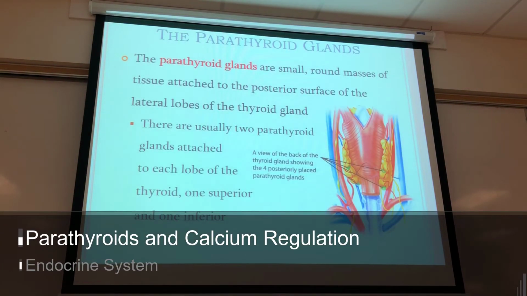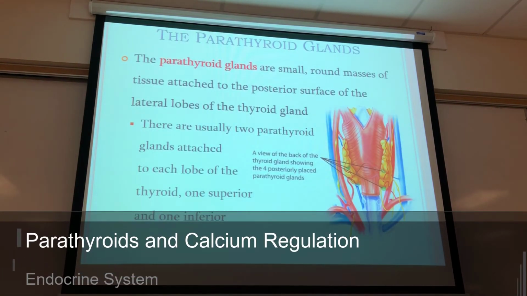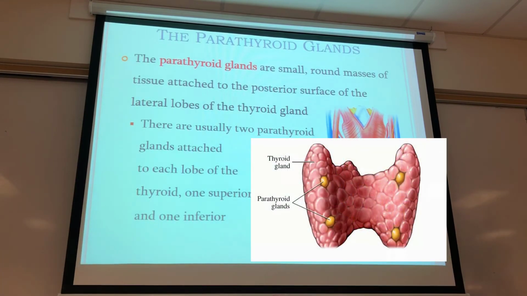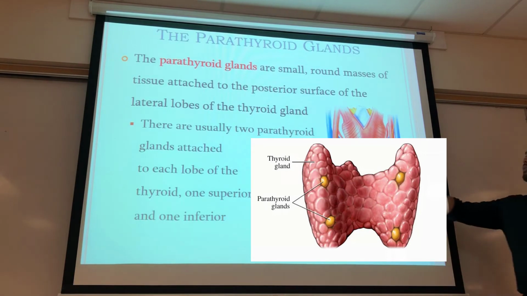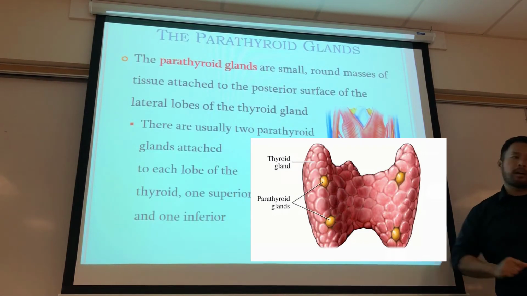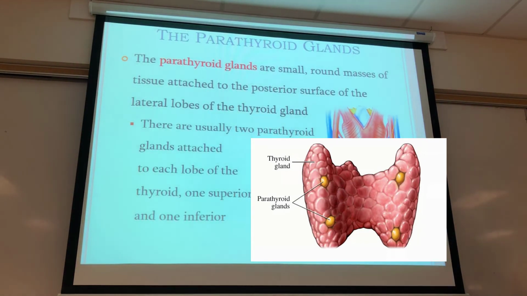So now, as I mentioned, our parafollicular cells are producing calcitonin. Let's take a look at the parathyroid glands, which are these nodules right behind the thyroid. There are 4 nodules right on the posterior side. You can see them on each lobe, 2 on each lobe on the very back.